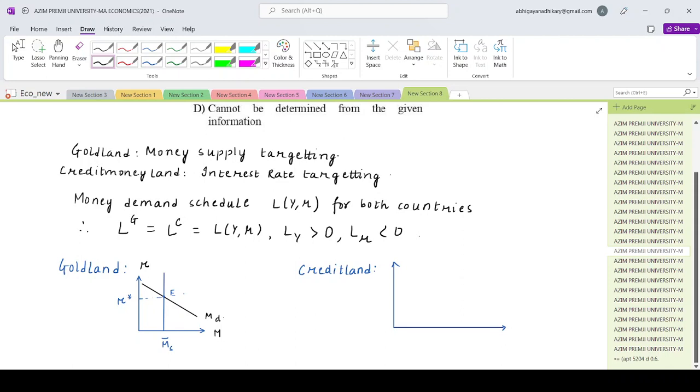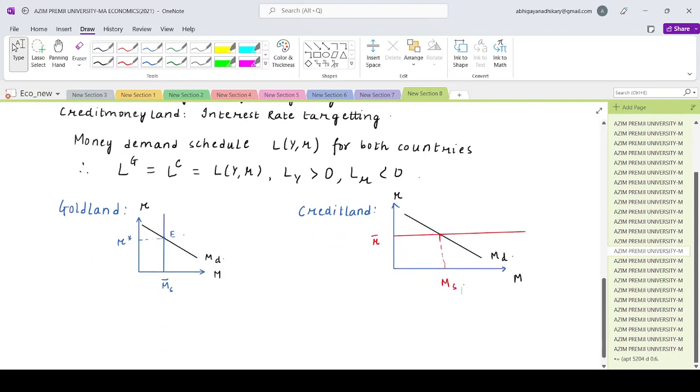So again, a similar figure, R and M. The money demand schedule will be negatively sloped. So that is your MD right over here. Here, it goes for interest rate targeting. That means the central bank basically fixes the interest rate at R bar, and then this determines your money supply. So in this case, what will happen?